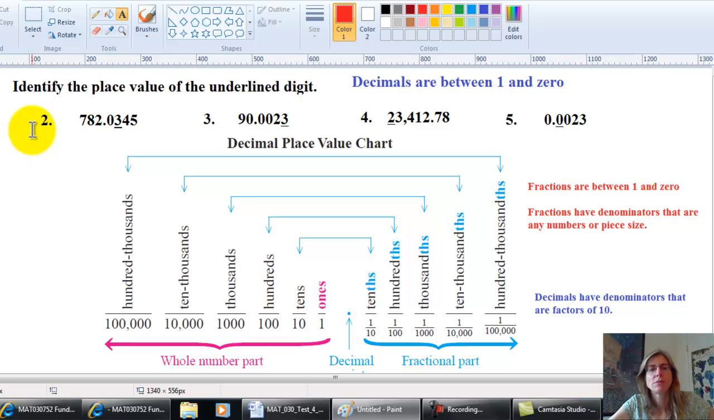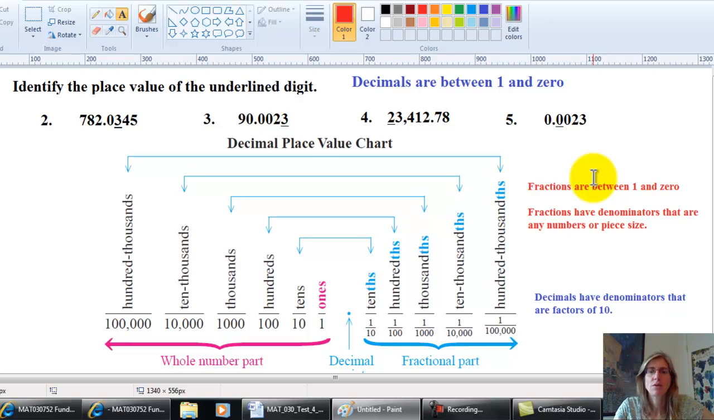The instructions are to identify the place value of the underlined digit. So we have to identify this place value here on the right side of the decimal, except for this one. I pulled up the chart for place values, and there's a few things I want to point out. Remember that decimals are between 0 and 1, and fractions are also between 0 and 1. That's what they have in common, which is why they can be changed back and forth.